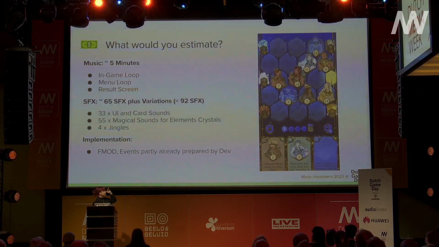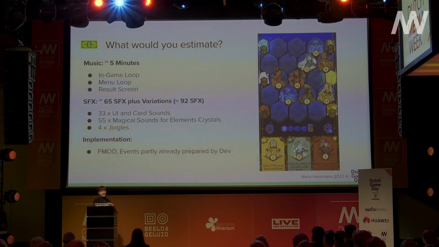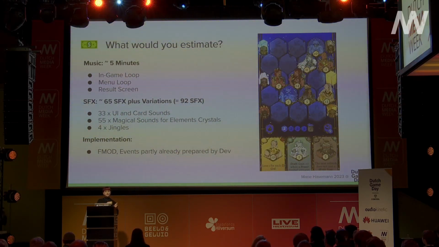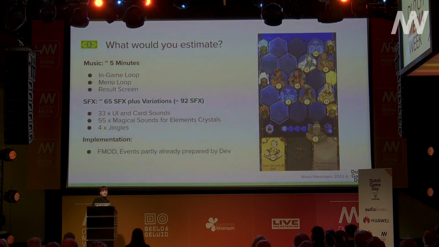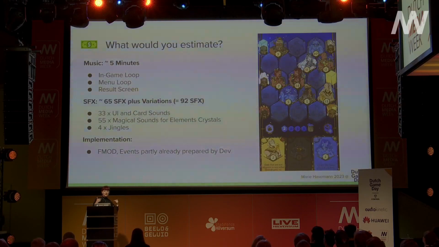And I split those separately because each of those has a different kind of complexity, so you would probably want to estimate differently for each category. Because a jingle obviously takes more time than a simple card interaction sound. Implementation-wise, we used FMOD in this case, which is similar to Wwise, a middleware tool, and the events were already prepared by the dev. I'm saying that because that makes implementation easier for me if middleware is used.